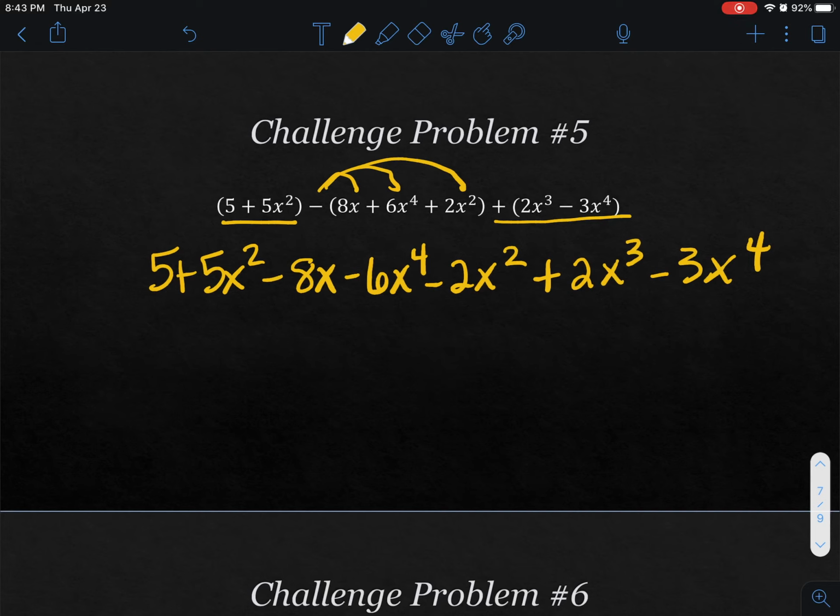Now start with your term that has the biggest degree, so look at your exponents. So I'm going to do negative 6x to the fourth and negative 3x to the fourth. And when I add those together, I get negative 9x to the fourth. And I'm going to mark those out.